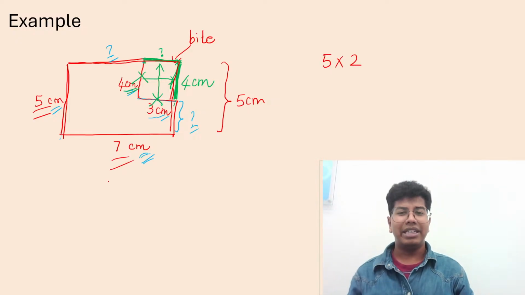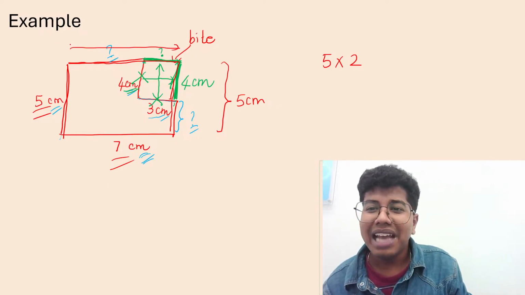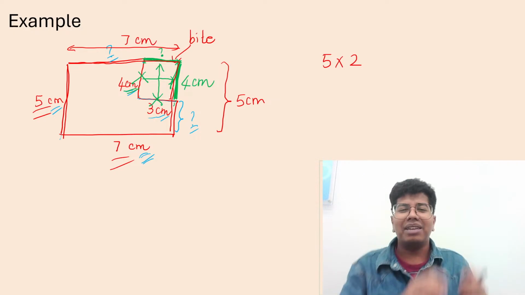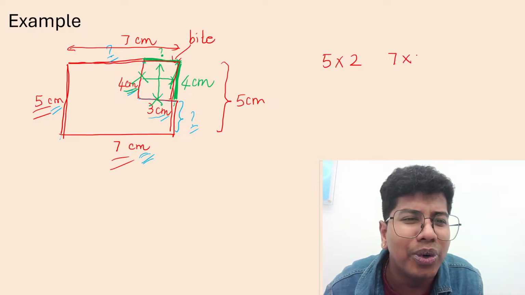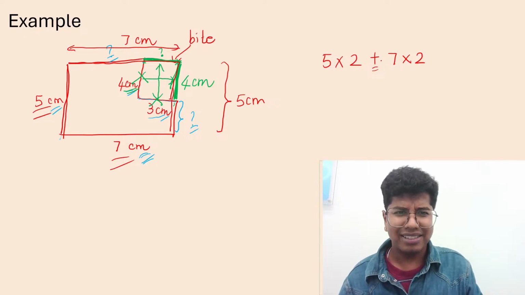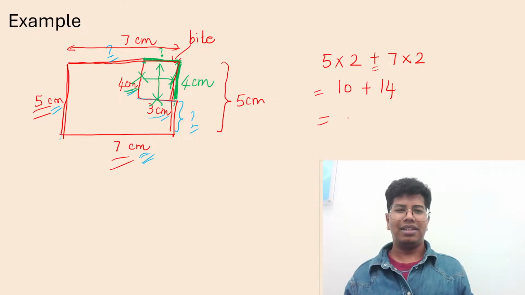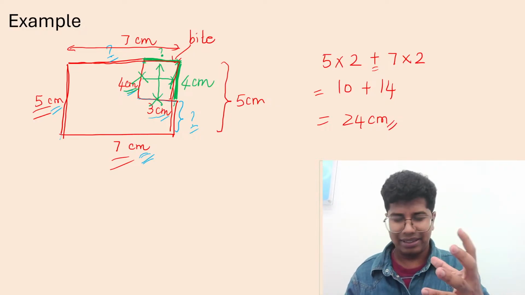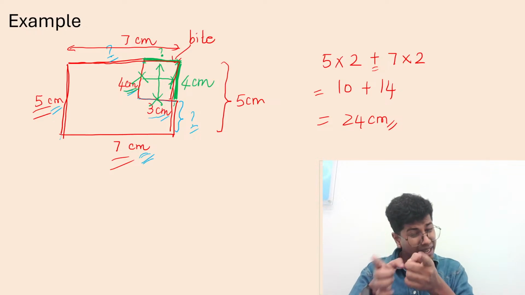Now comes the 7 centimeter. The length here is 7. And what about the total part? That is this one. Total is also 7 centimeter. So there's 7 centimeter how many times? 2 times. Very good. So the 7 will also be 2 times. Now if you want to find out total perimeter, which sign should I put? Plus. So here if we calculate it's just 10 plus 14 which is 24 centimeter.